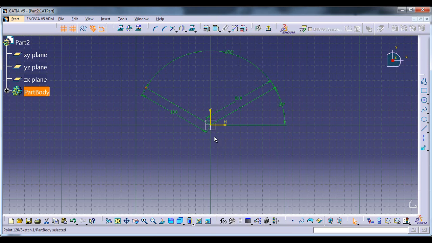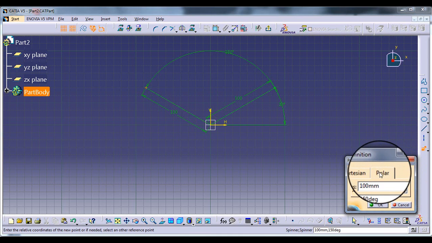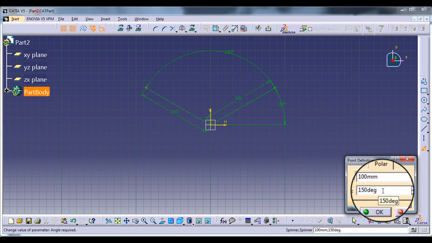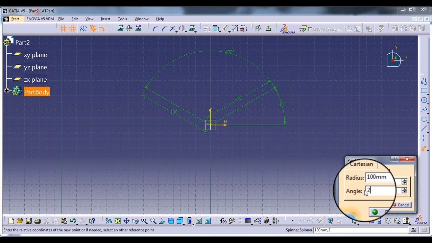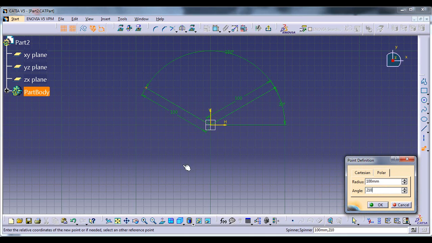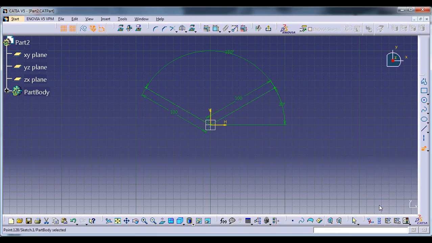So if we want to plot a point in third quadrant, then again we need to select this command, and in polar coordinate system I will change this angle to 210 degrees. That is, now the range should be between 180 degrees to 270 degrees. So we can see that this point has come out to be in the third quadrant.